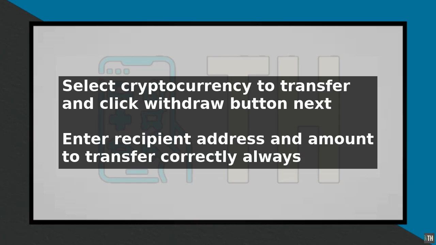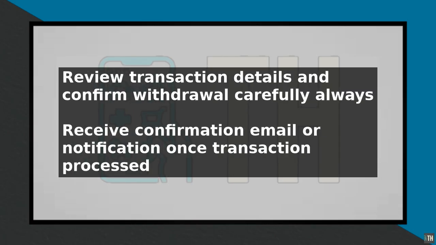Review the transaction details carefully and confirm the withdrawal. You will receive a confirmation email or notification once the transaction is processed. On the CPEN side, log into your account and navigate to the Wallets section. Click on the Deposit button next to the cryptocurrency you transferred from Bitmart.